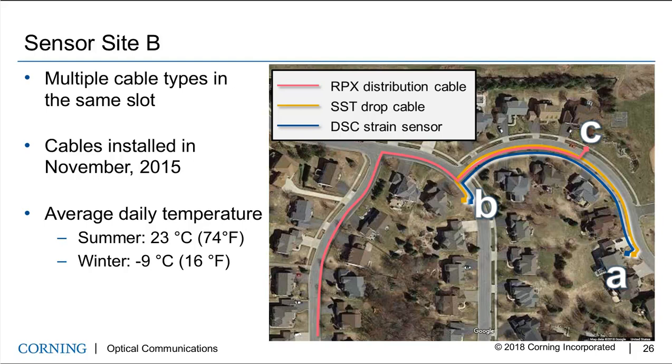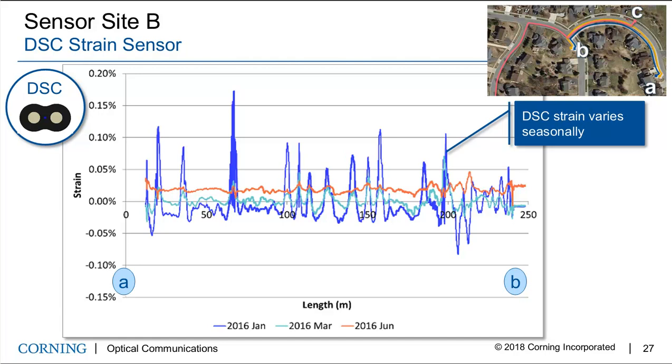In this location, between points A and B, the drop cable and DSC were installed right next to each other. And then joining in at point C was the RPX distribution cable. So from B to C, all three cables were in the same slot. So this figure shows the DSC, the strain sensor cable, running from A to B. And again, we see that the DSC strain varies seasonally, with winter having the highest peak-to-peak strain changes and summer returning to baseline levels.